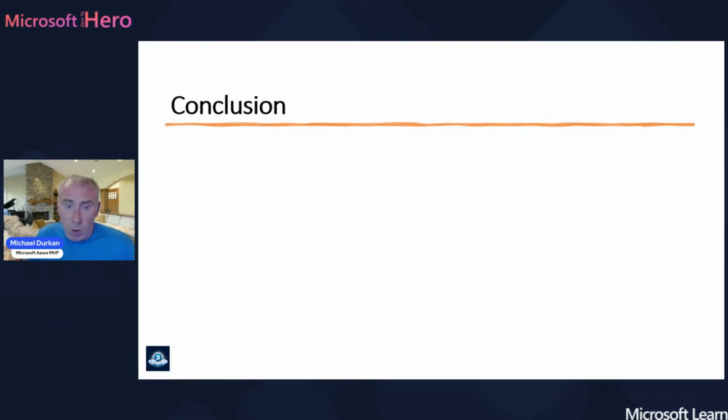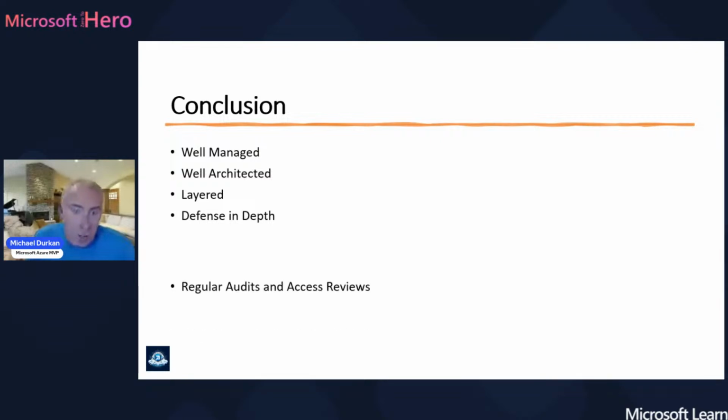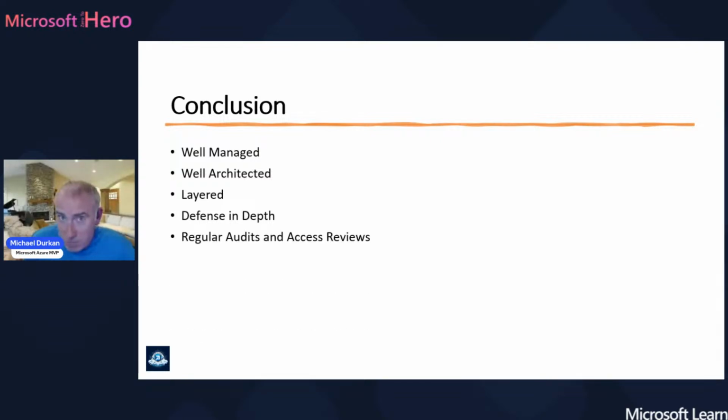So in conclusion, what we're trying to do is move away from the good old days when we were all on premise and we put a firewall in front of our perimeter and thought that was going to protect us forever. It's not that simple anymore. We're now living in a cloud first world, and what we need is well managed, well architected, layered defense in depth. That's where we need to go with our cloud security. And on top of that, we need regular audits and access reviews.